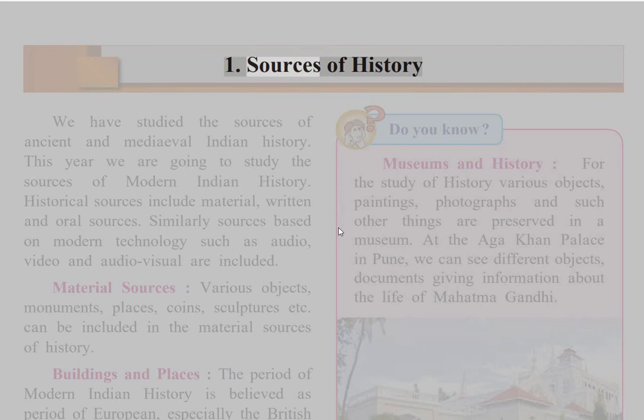Sources of history. We have studied the sources of ancient and medieval Indian history. This year we are going to study the sources of modern Indian history. Historical sources include material, written, and oral sources. Similarly, sources based on modern technology such as audio, video, and audiovisual are included.